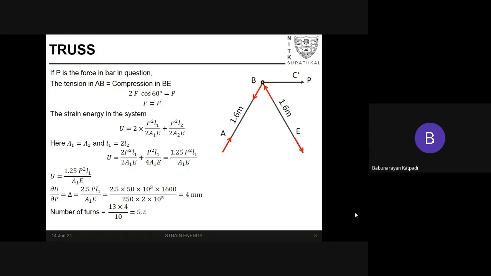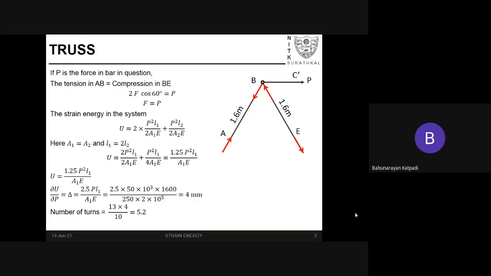We have seen the partial differential of strain energy with respect to load gives the conjugate displacement. We are interested in the displacement in the top bar. So the force is P, based on which we have arrived at the total strain energy, and we are differentiating it. If you differentiate the equation of the strain energy in terms of the load P, you know P squared derivative is 2P, so we get it as 2.5 P L1 divided by A1 E.